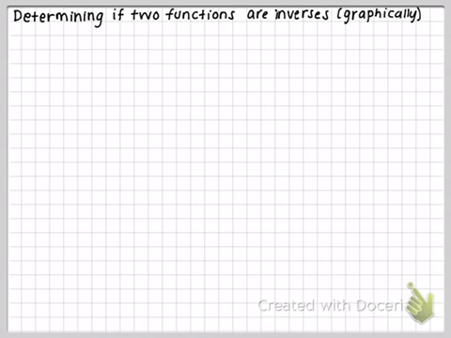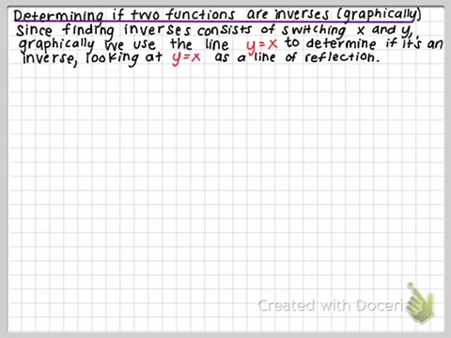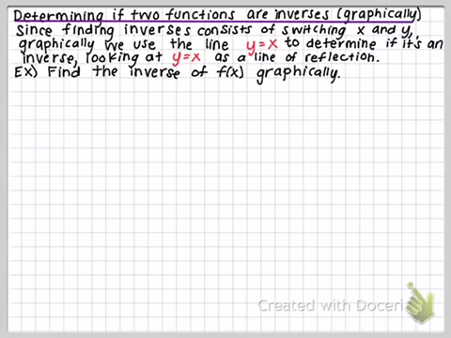Okay, so determining if two functions are inverses graphically. What if we have graphs instead of just a function? Since finding inverses consists of switching x and y, graphically we use the line y equals x to determine if it's an inverse, looking at y equals x as the line of reflection. Okay, so what in the world does this mean? We're going to take a look and you'll see how this all comes together.